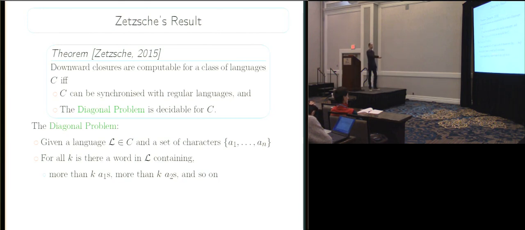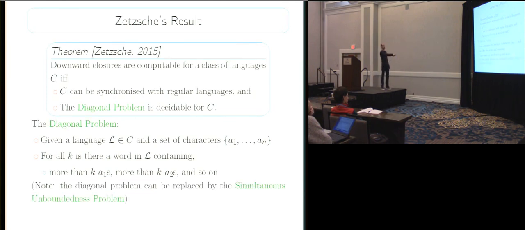What that really means is, for all k, for any bound we think of, is it possible to find a single word in L that contains more than k A1s, more than k A2s, more than k A3s, and so on? We want to produce an unbounded number of all of these characters in the same word. Just to briefly mention, an alternative formulation, which is Zetzsche's third formulation, uses the simultaneous unboundedness problem, which is very similar in flavor, but a little bit different.